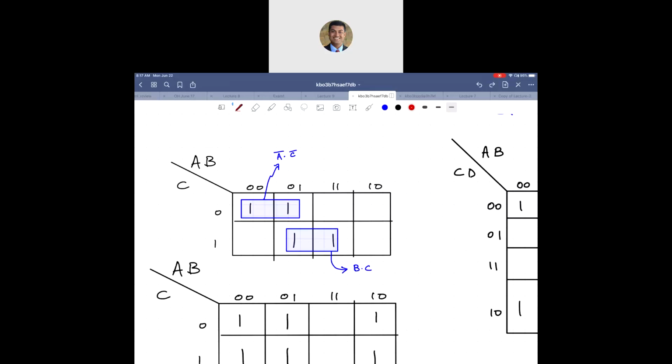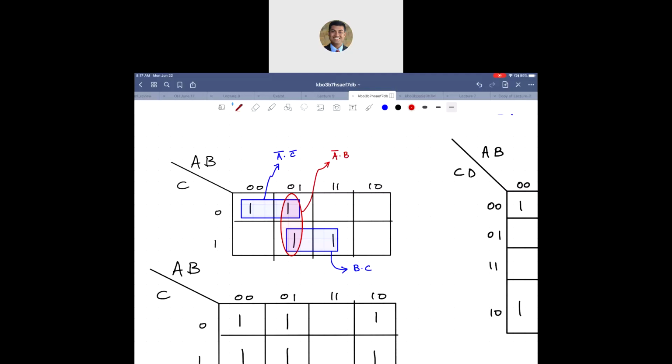Let me highlight this in red right there. The one that I highlighted in red is also a prime implicant, because this is also a possible group. And I'm not breaking a group into smaller groups. So this counts. So I'll say this guy is what? A complement and B.